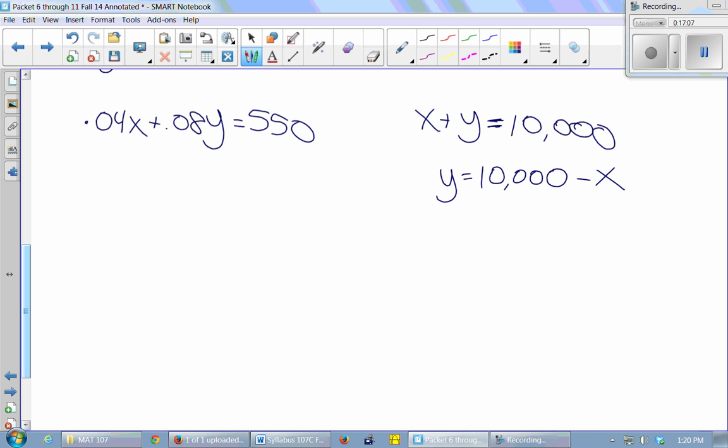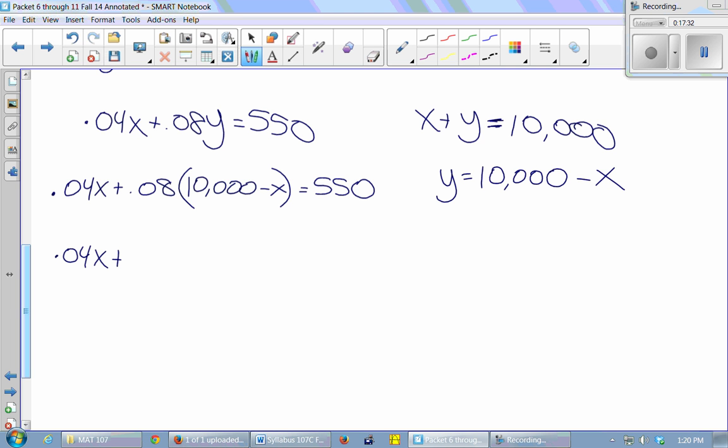So y is 10,000 minus x. So I come over to this other equation, and instead of putting a y there, I'm going to put the thing that it equals, 10,000 minus x equals 550. And then I try to solve this equation. So I'm going to distribute my 0.08. So 0.01 of 10,000 would move the decimal point 2 to the left, and then times 8, so I have 800 minus 0.08x equals 550.